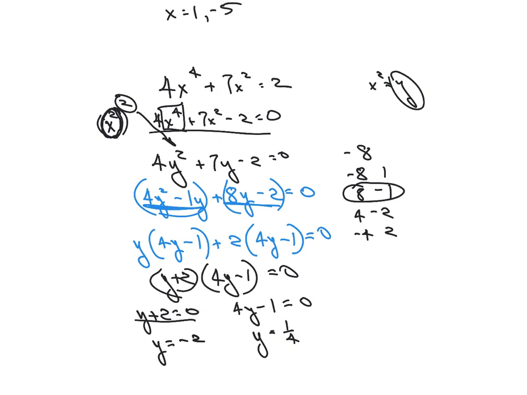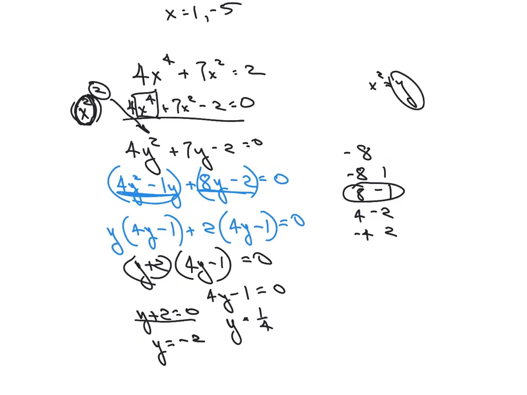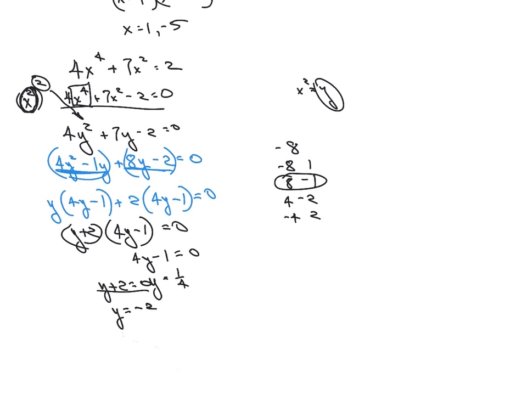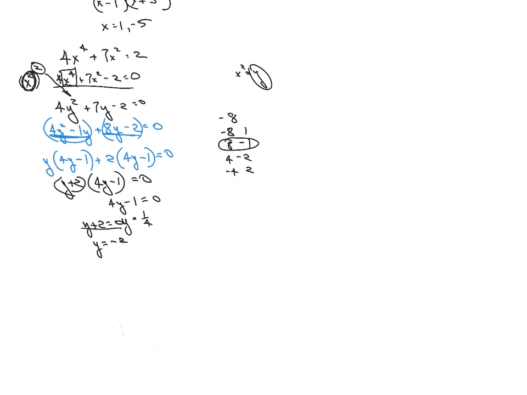So what we're going to do, remember up here, we said that x squared equals y. What is y equal to? Negative 2. y is equal to 1/4. I'm going to make this a little smaller here because I think it's important for you to keep seeing all of this. Okay, so y equals 1/4, and y equals negative 2. So those are our two answers.